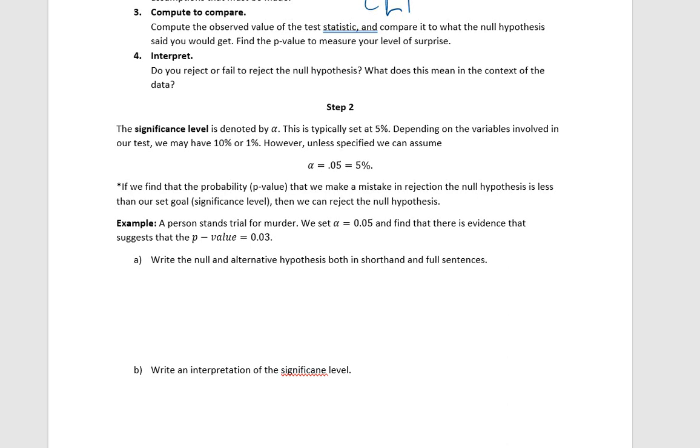Remember, the significance level we denote by alpha, and we typically set that to 5%. So there's a 5% chance that we make an error. We say alpha equals 0.05, or that's the same thing as saying 5%. Remember, we can set it to 10% or 1% depending on the situation. If we find that the p-value, which is the probability that we make a mistake in rejecting the null hypothesis, is less than our set goal, which is the significance level, then we can reject the null hypothesis. So here's what that means.